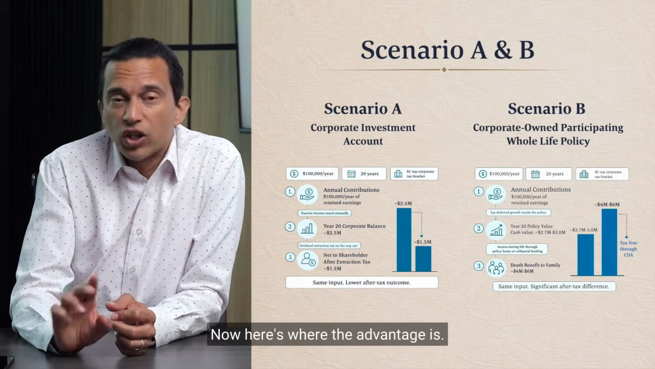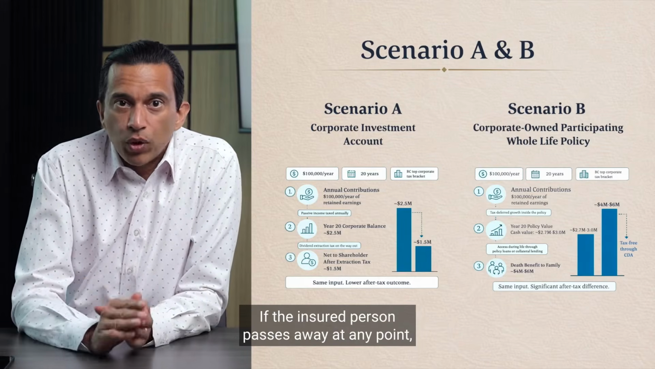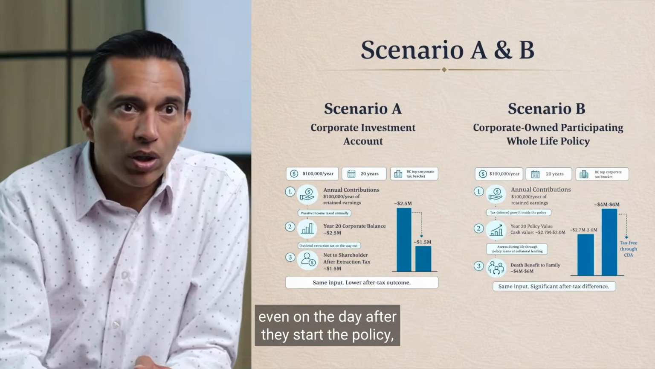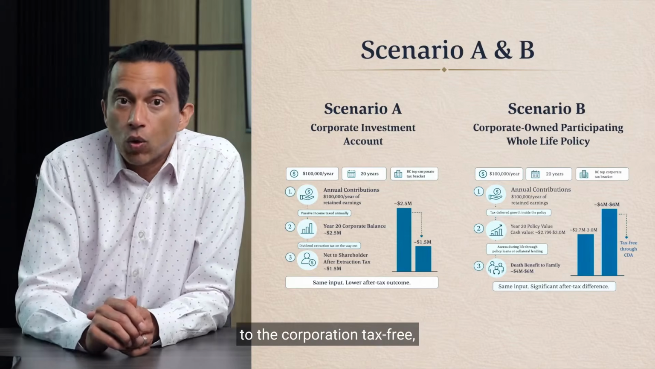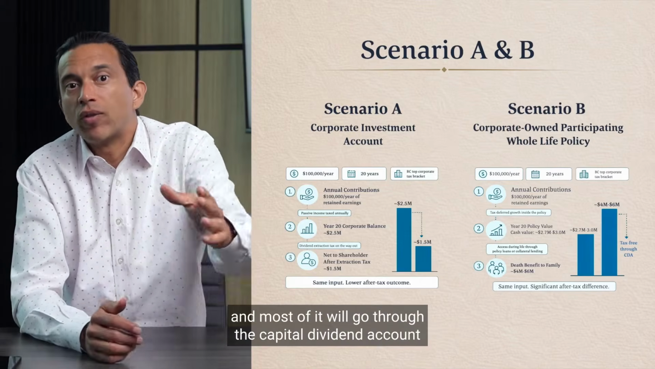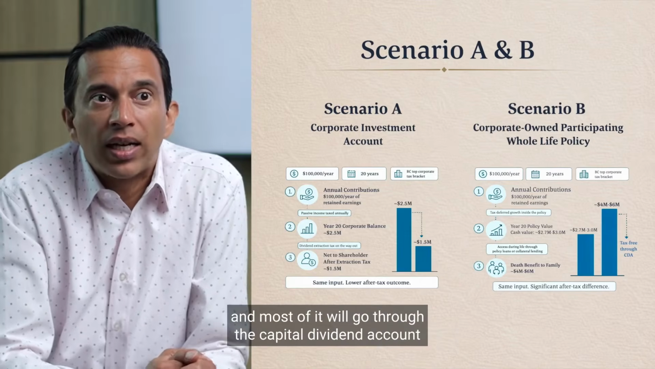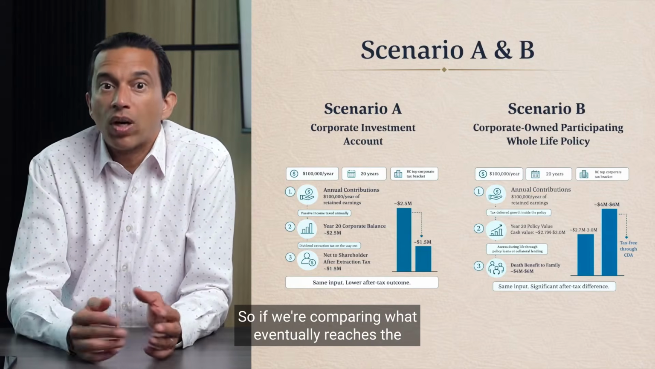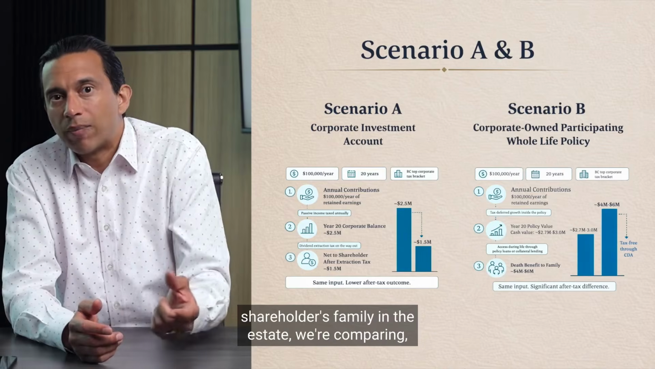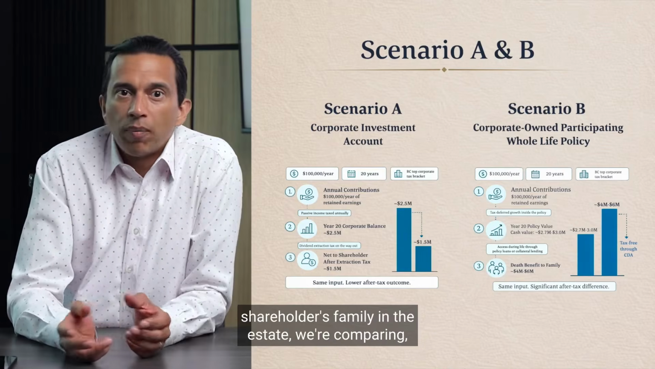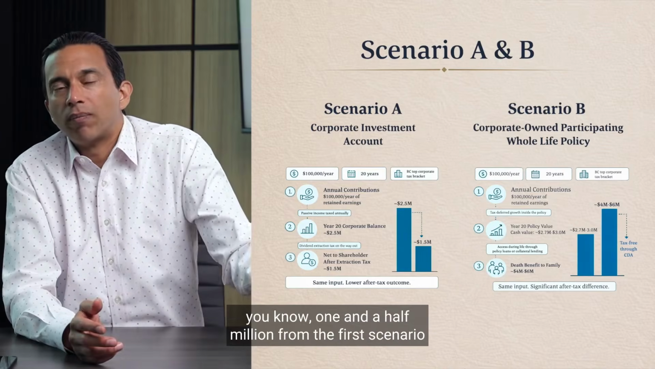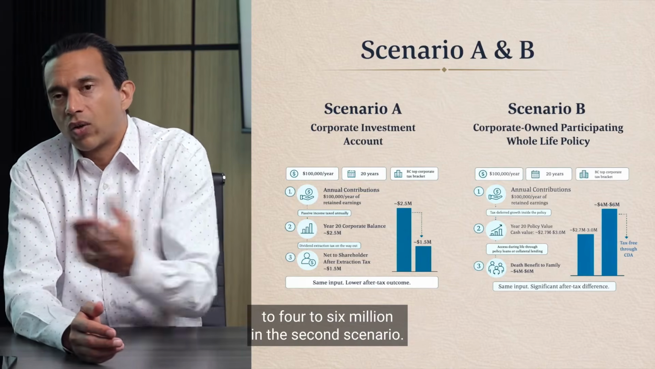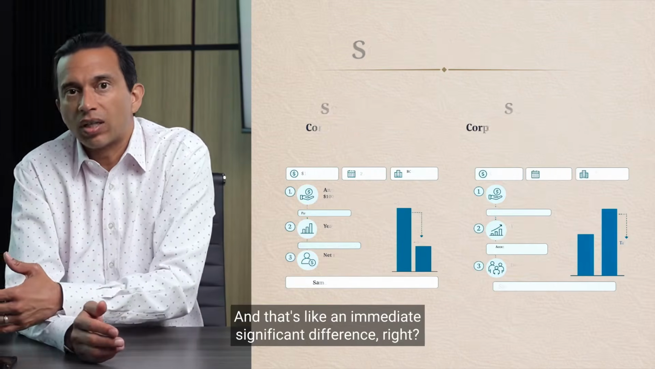Now, here's where the advantage is. If the insured person passes away at any point, even the day after they start the policy, the entire death benefit pays out to the corporation tax-free, and most of it will go through the capital dividend account to the shareholders tax-free. So if we're comparing what eventually reaches the shareholders' family in the estate, we're comparing $1.5 million from the first scenario to $4 to $6 million in the second scenario. And that's an immediate, significant difference, right?